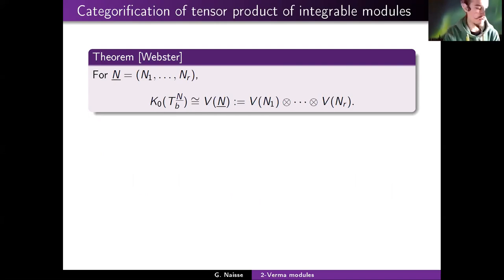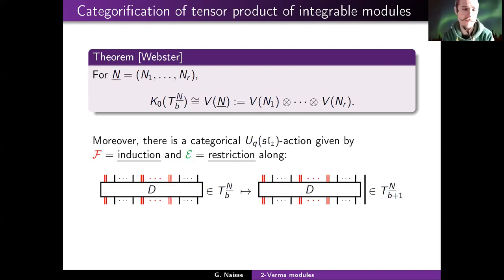But okay, so this is for the Grothendieck group. But we also need a categorical action. The categorical action in this case is given by considering the map of algebras that adds a vertical strand on the right. So whenever you have a diagram on b black strands, you can send it to a diagram on b plus one black strands by simply putting a vertical black strand on the right. So this defines a map of algebras. And so you get induction and restriction functors along this map that will allow you to jump from one category to the other, and these categories will categorify your weight spaces.